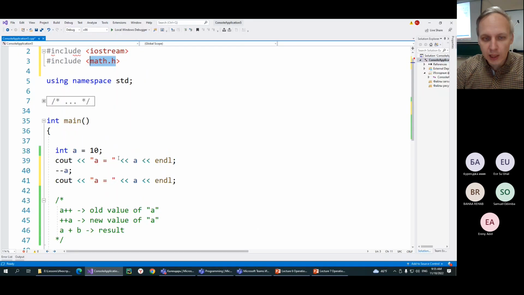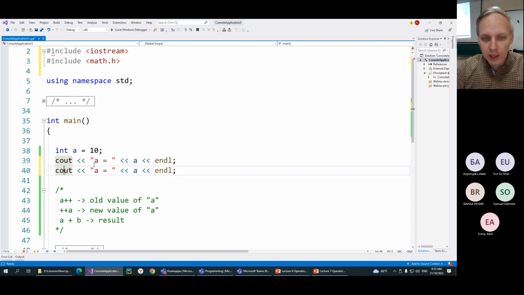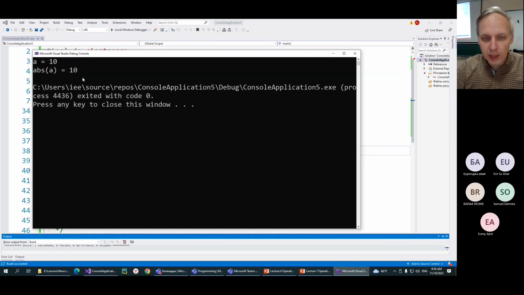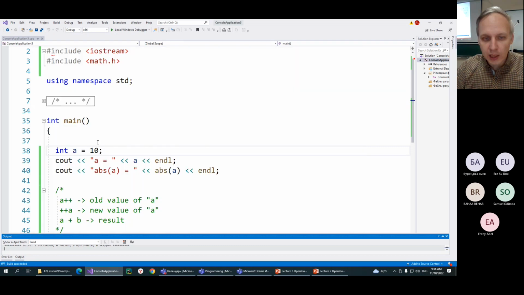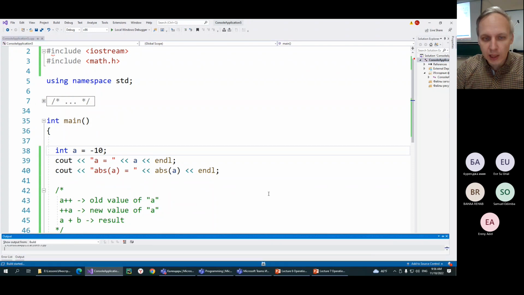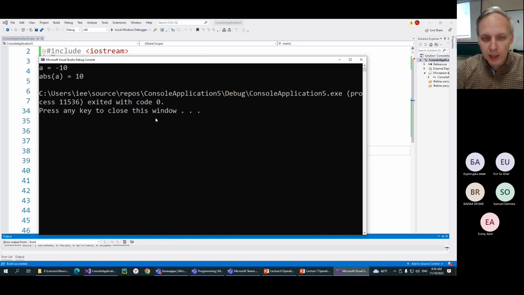Let me show you an example. For example, a is 10, and let's output to the screen the absolute value, abs(a). If a is 10, then the result will be 10. If a is negative 10, then the result will be 10. So abs means module, absolute value.